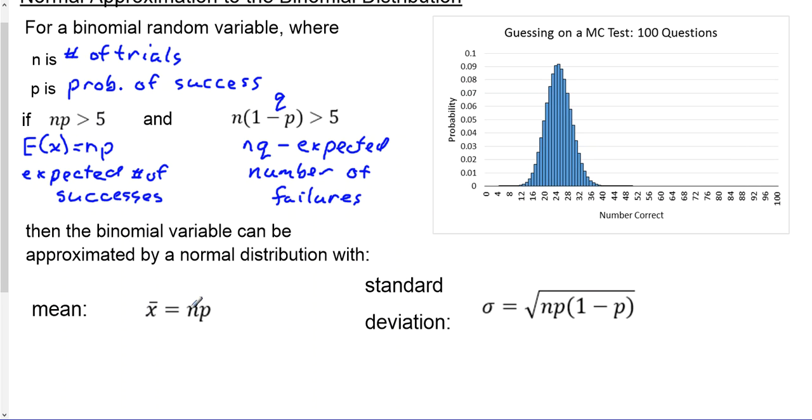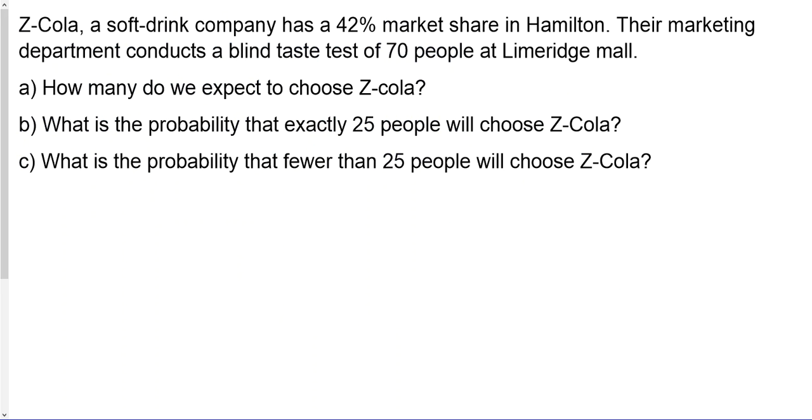So if you know n and p, you can figure out the mean and the standard deviation, and then you can turn your binomial probability question into a normal probability question. So let's look at an example here. Z-Cola, a soft drink company, has a 42% market share in Hamilton. Their marketing department conducts a blind taste test of 70 people at Lime Ridge Mall. How many do we expect to choose Z-Cola?